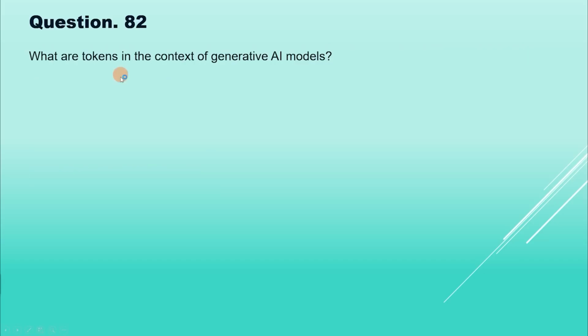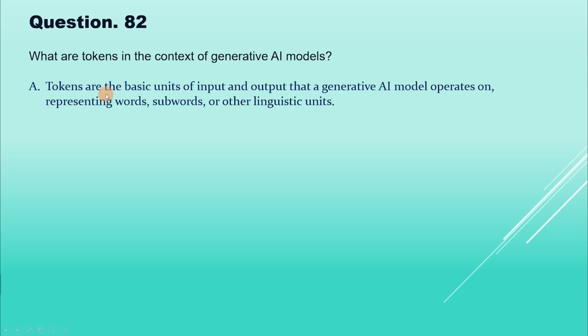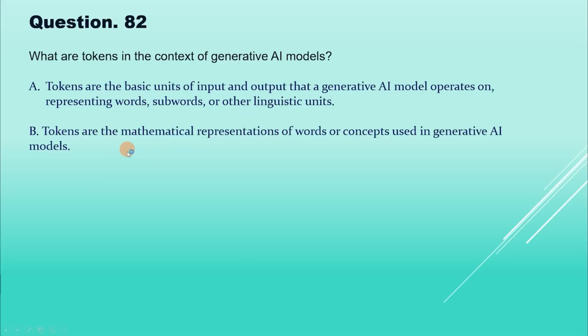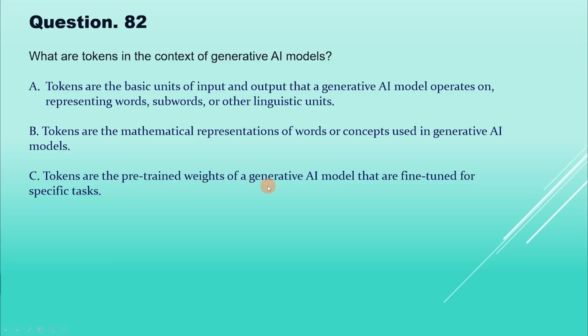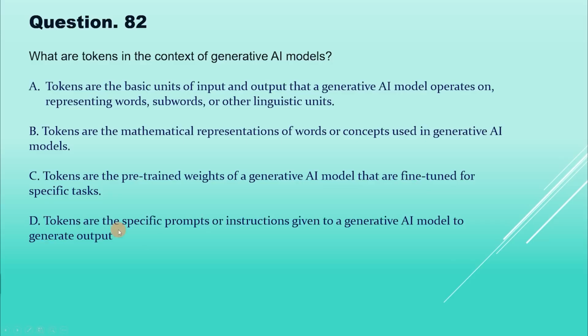Now question number 82. What are tokens in context of generative AI models? And here are the options. Option A, tokens are the basic unit of input and output that a generative AI model operates on, representing word, subword, or other linguistic units. Option B, tokens are mathematical representation of word or concept used in generative AI models. Option C, tokens are pre-trained weights of a generative AI model that are fine-tuned for specific tasks. Option D, tokens are specific prompts or instructions given to generative AI model to generate output. Take your time to guess the correct answer.